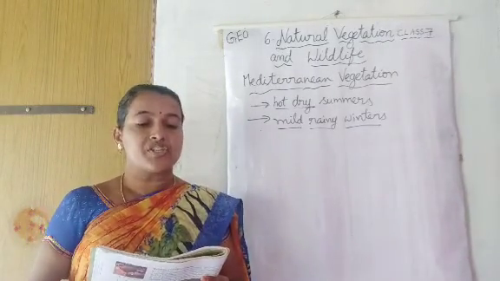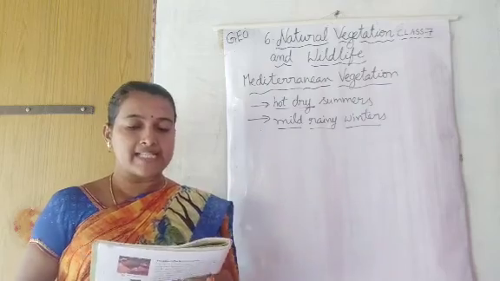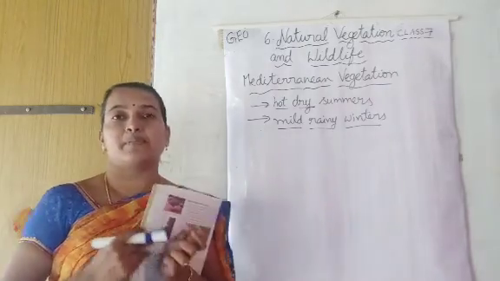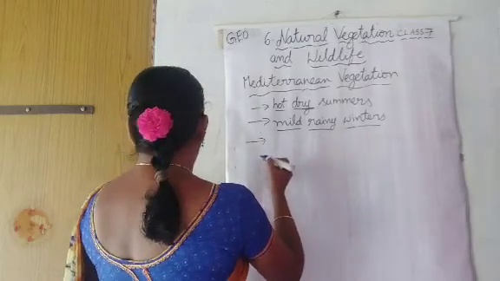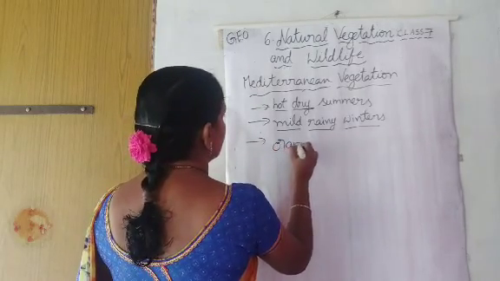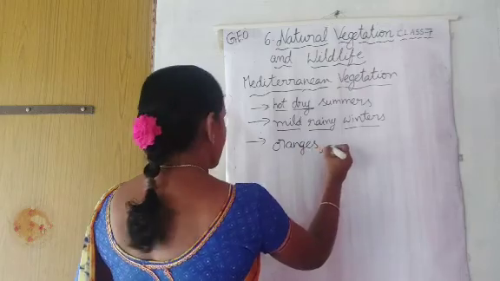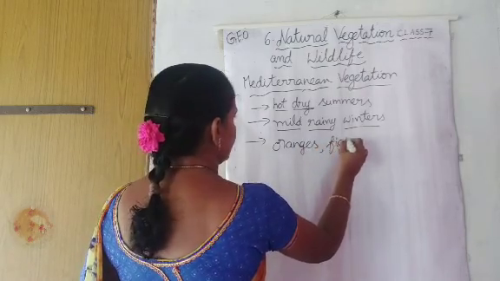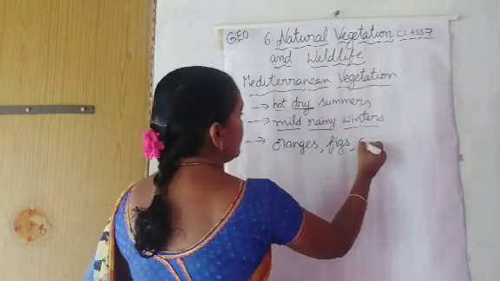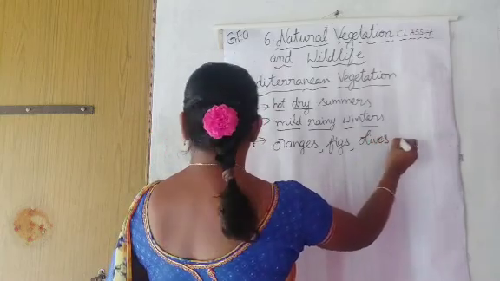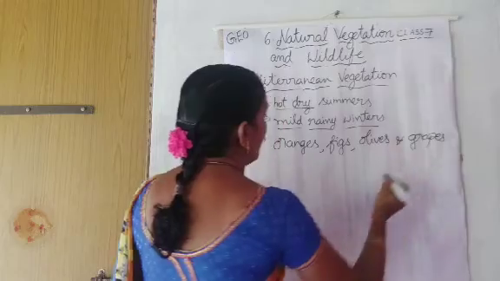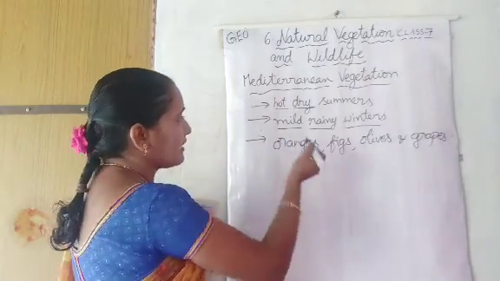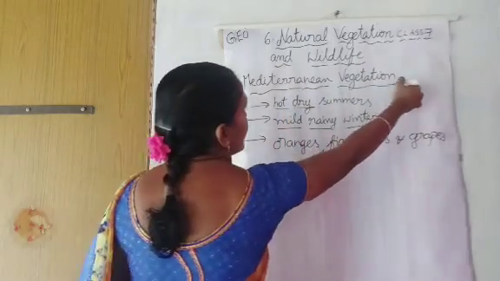Citrus fruits such as oranges, figs, olives and grapes. That means citrus, vitamin C. All these types of citrus fruits are available in this Mediterranean vegetation.